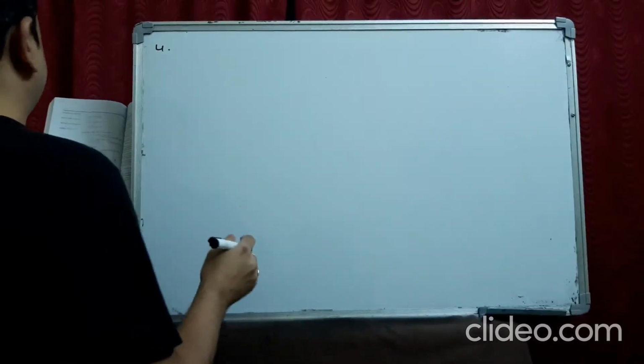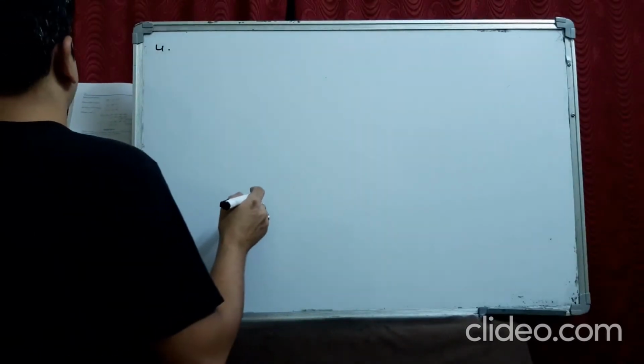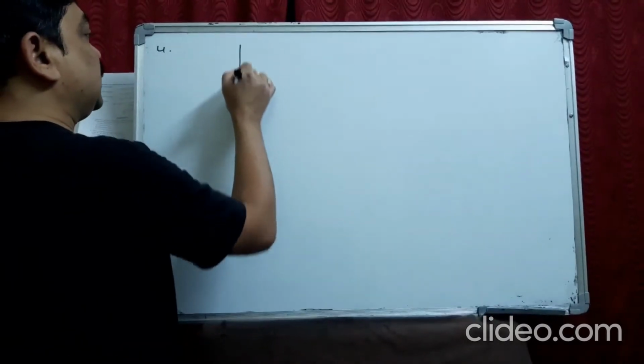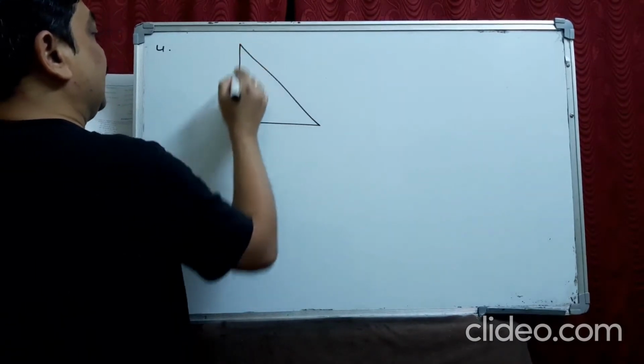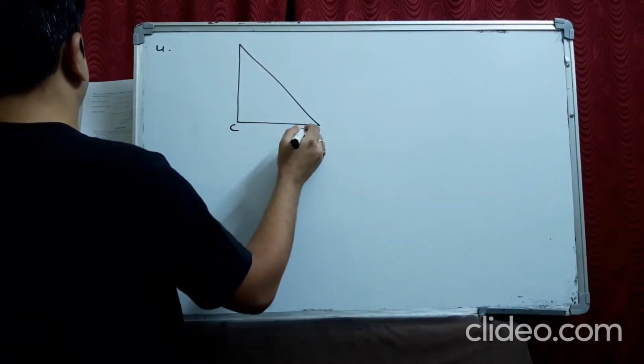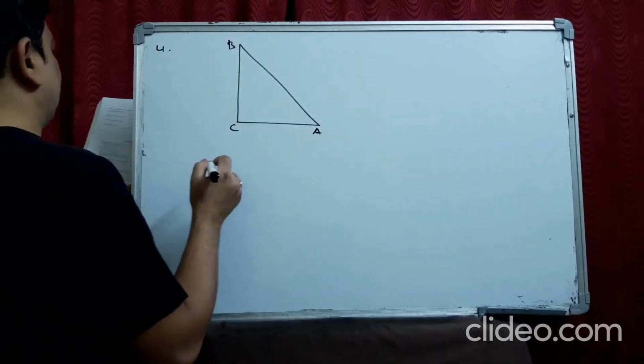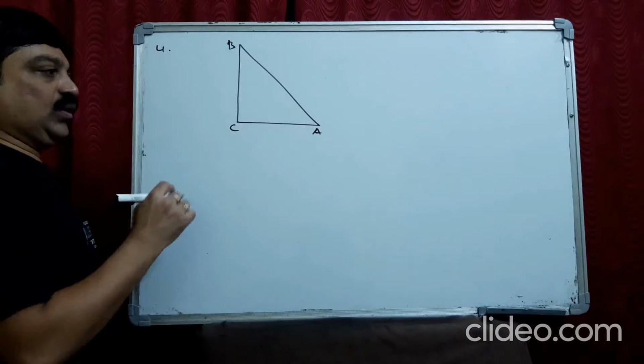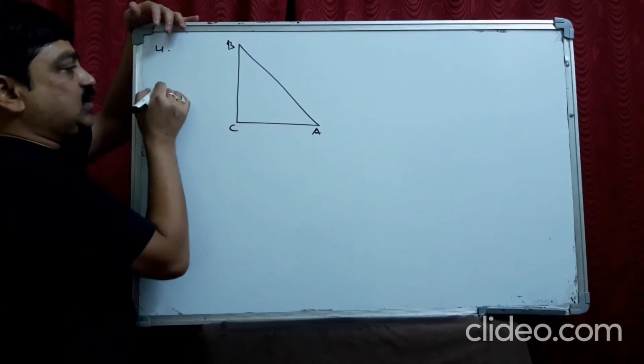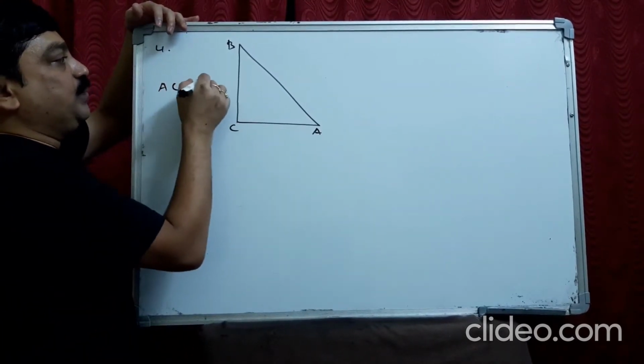Now see the fourth problem. What did they say? ABC an isosceles triangle, right angle at C. It is an isosceles, also right angle at C. Then you are asked to prove that AB square equal to 2AC square. Okay, let us see. So it is an isosceles triangle, so AC is equal to BC.